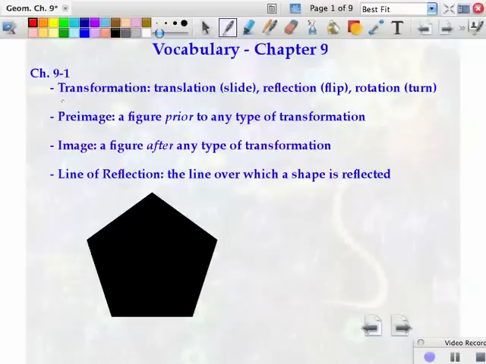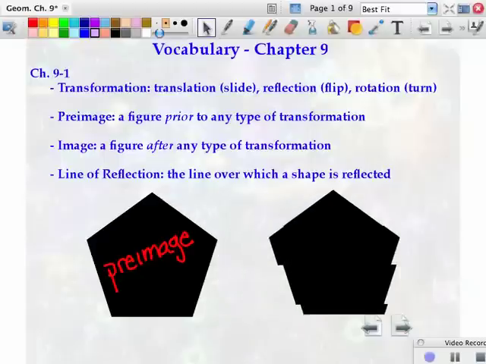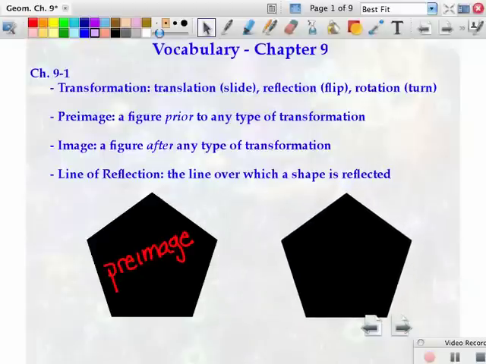So of course this whole chapter is about different transformations. Whether you're translating something, which is sliding it, reflecting a figure, which is flipping, or rotating it, which is just turning. Now, this next word, preimage. The preimage would be something like this. Okay, so here's our preimage. I haven't done anything to it, this is what I'm starting with. However, if I take this and I slide it over here, I have now done a translation which makes it our image. It's our ending result after doing a specific type of transformation.